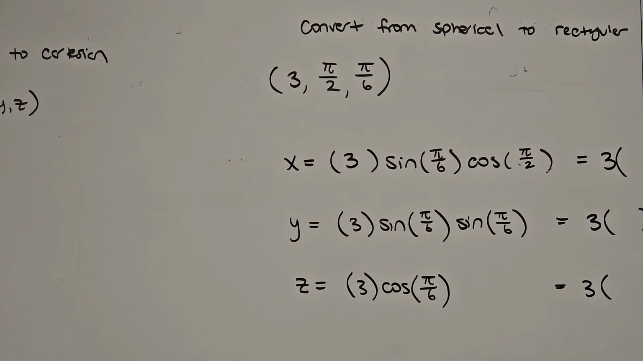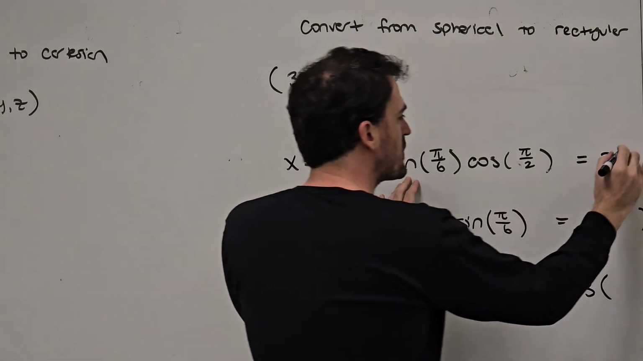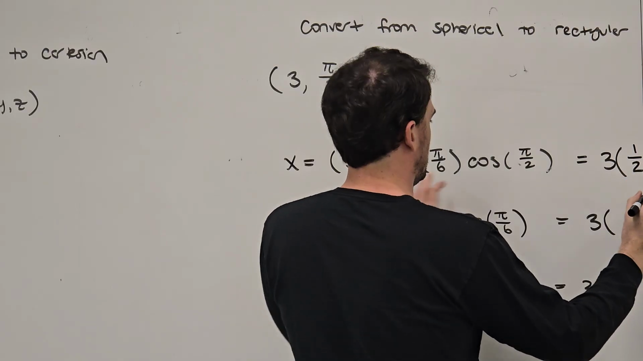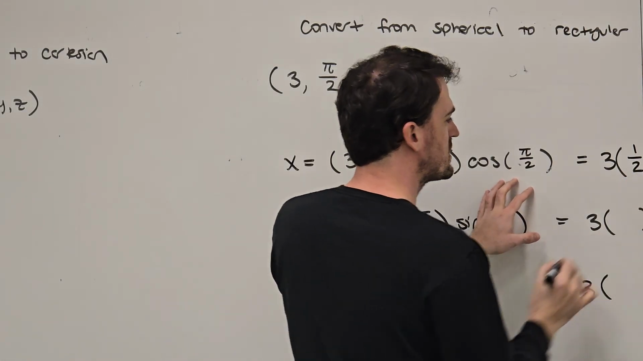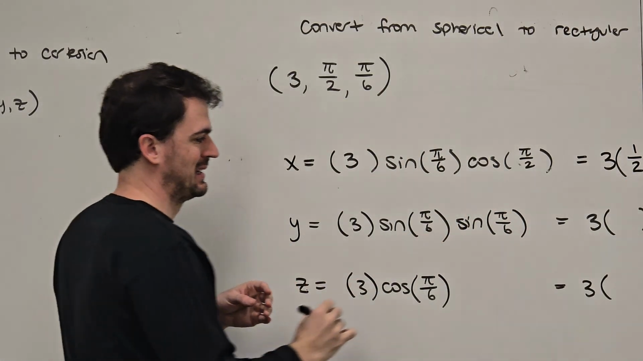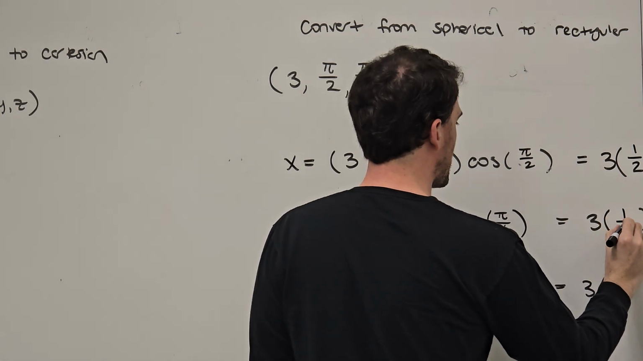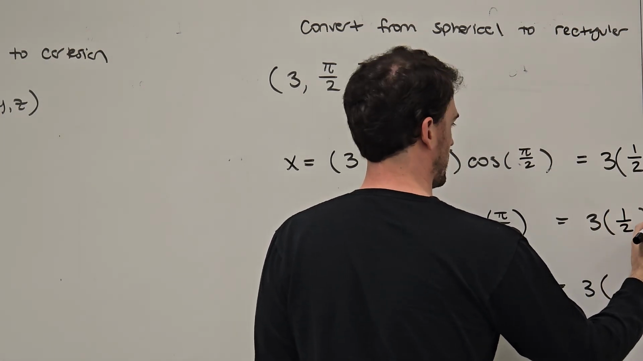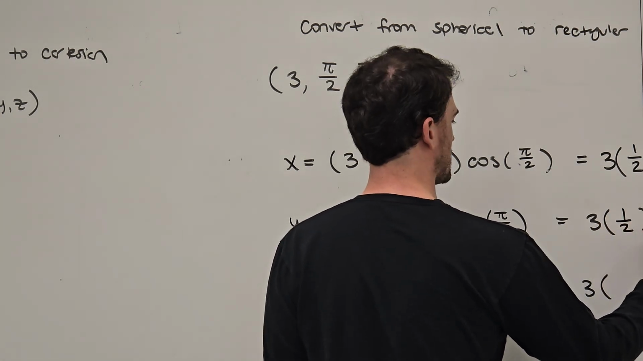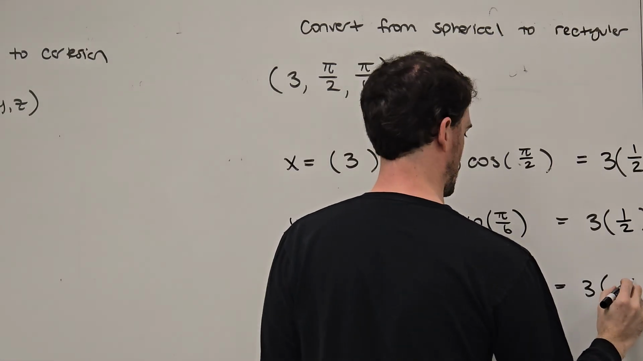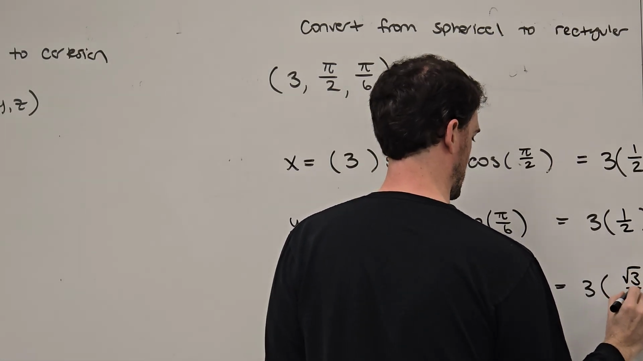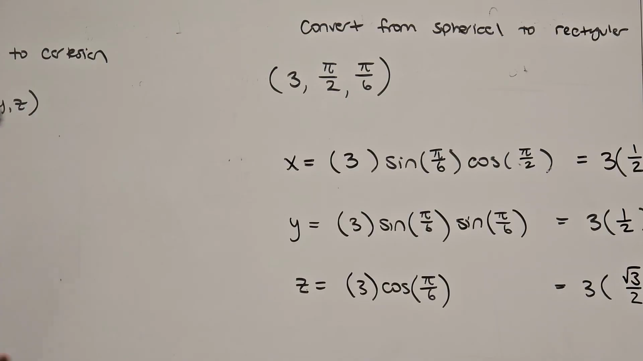And now we just whip out our unit circle. The sine of pi over 6 is 1/2. The cosine of pi over 2 is 0. Sine of pi over 6 is 1/2. Sine of pi over 6 is 1/2. Cosine of pi over 6 is root 3 over 2.